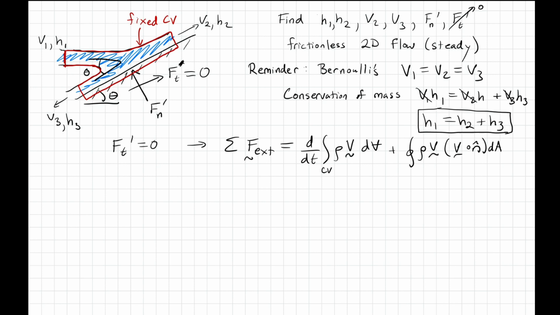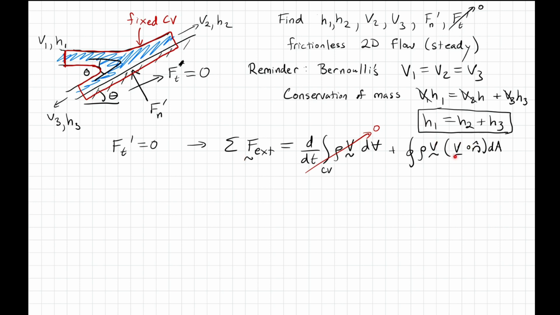So I have a steady flow. Steady flow means that basically the control volume is not moving. The other thing I'll point out is this is actually two equations, because I'm in a two-dimensional space. Force is a two-dimensional vector, so it has two components of force.